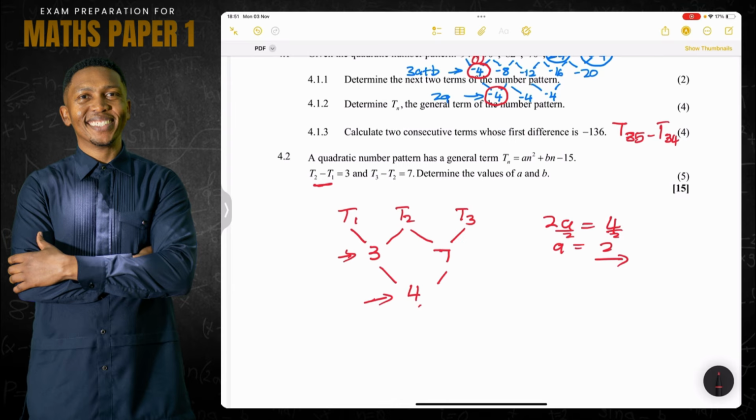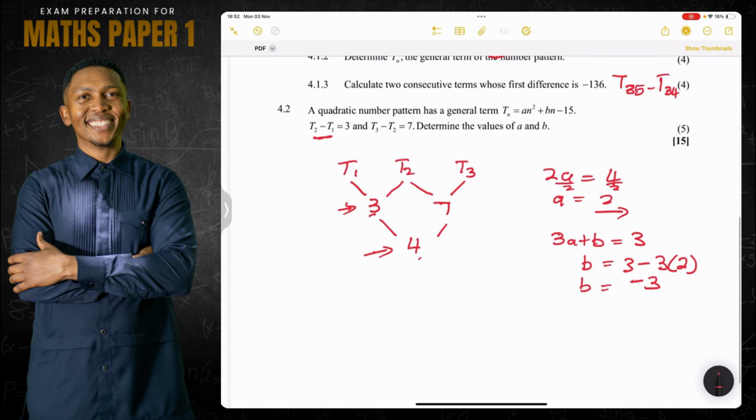What about b? In this case, for b, we'll get 3 there. So that's 3a plus b, that will be equal to 3. So b is 3 minus 3 times our a value, which is 2. So 3 minus 6 will give us negative 3. Right, so that is how the cookie crumbles. And ladies and gents, we've found the values of a and b respectively.